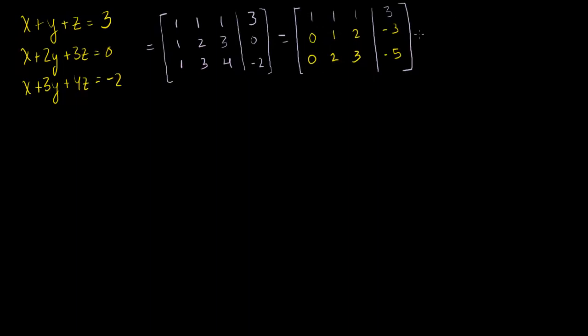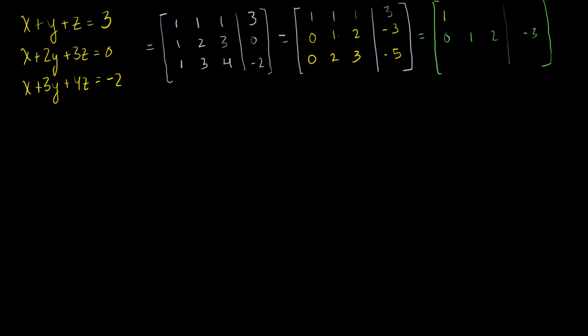So let's do it. I'm going to keep my second row the same. My second row is 0, 1, 2, and then I have a minus 3 in the augmented part of it. And to zero this out, I can replace the first row with the first row minus the second row. So I get 1 minus 0 is 1.